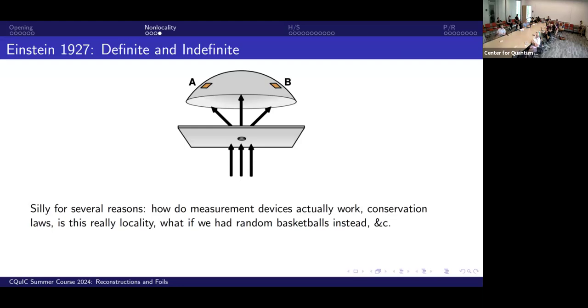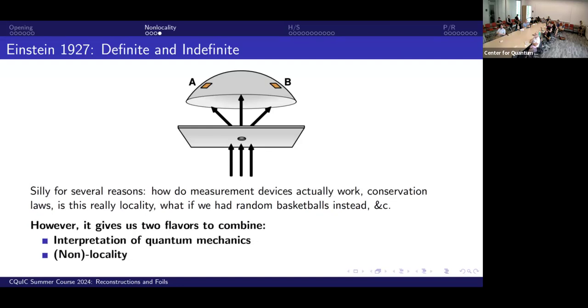We can ask, well, we're thinking about particles here, so would talking about passing a basket still make sense here? But the key point why I'm raising this is that it brings at least 2 flavors to combine here, because really, the reason why Einstein seemed to have been raising this first is to talk about interpretations of quantum mechanics, how to understand the wave function here. It's also about non-locality. So these are 2 flavors that can be fruitfully combined in consideration of foils and reconstructions, and that's why I brought this talk here.